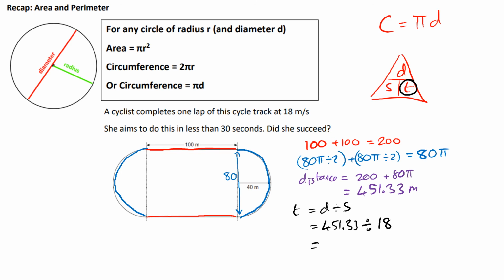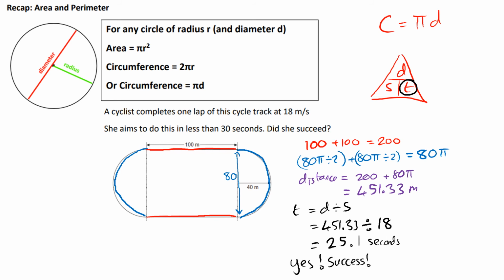And we'll get that it takes her 25.1 seconds. Did she succeed? Yes. Success. Because obviously 25 is less than 30.